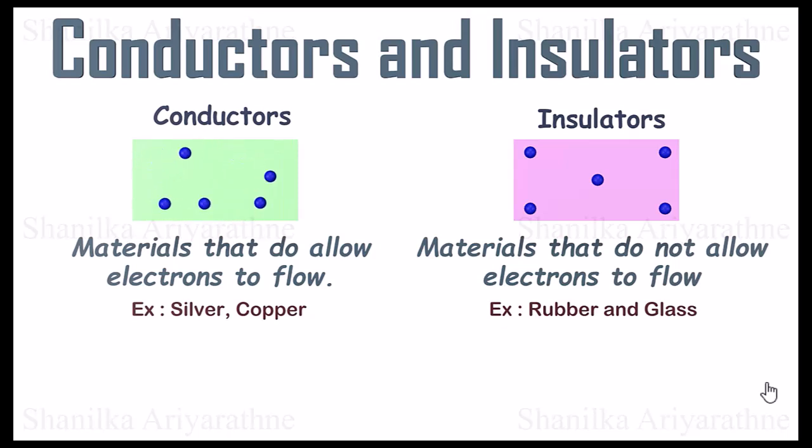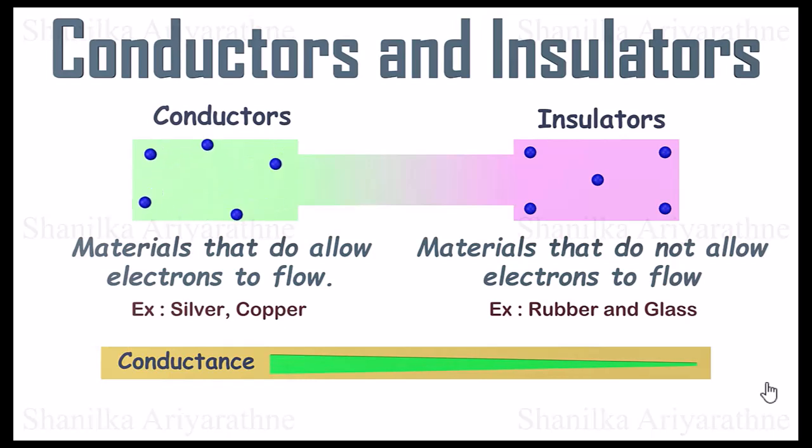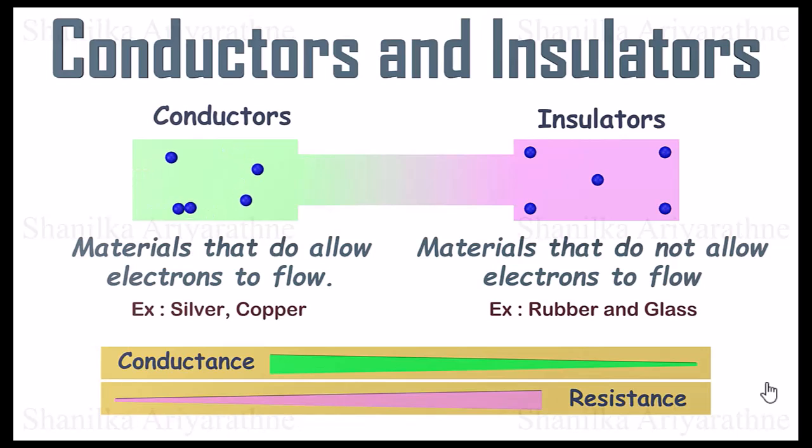Not all conductors treat the moving electrons the same. The degree to which a material conducts electrons is known as its electrical conductance. The opposite of conductance is resistance. Resistance measures how much a material resists the movement of electrons through it.